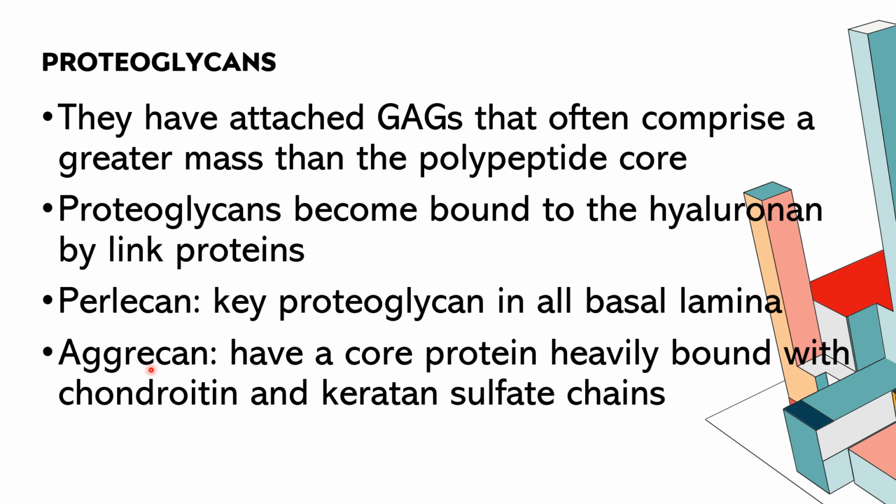And then you have your aggrecan. It has a core protein heavily bound with chondroitin and keratan sulfate chains. Please note that this one, aggrecan, is abundant in the cartilage. Aggrecan in the cartilage is attached with hyaluronan to form aggrecan-hyaluronan complexes. Of course, this complex will fill the spaces between collagen fibers and cells, and with that it contributes greatly to the physical properties of your tissue. Of course, that is your cartilage.